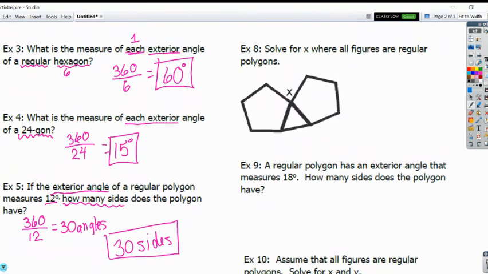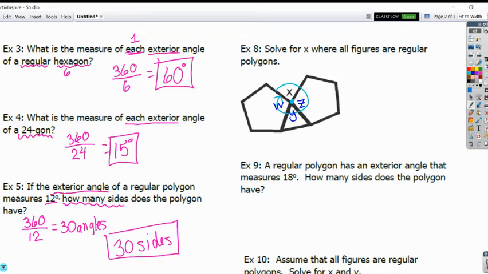So when you go on to example 8, again, all figures are regular in these polygons, and we're going to solve for x. We're going to use a little bit of that tessellation idea that we had talked about previously. At any single point, I know that all of the figures have to come together as a complete circle, 360 degrees. So we need to break this apart and find all of these little pieces. In order to get x, I've got to know w, y, and z.